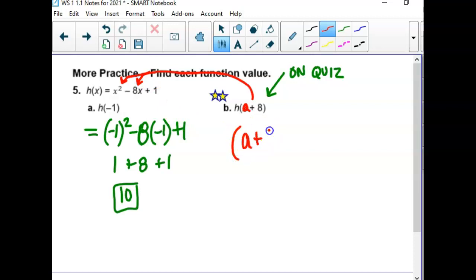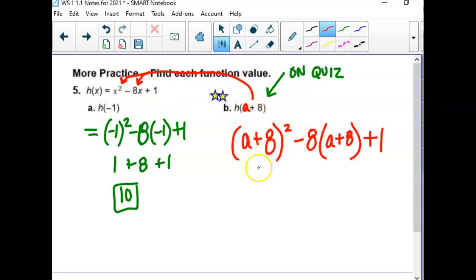So it's going to say a plus 8 squared minus 8, but instead of x, we're putting in a plus 8, plus 1. Okay, on the quiz, I use a different variable than the function used, so I just changed it to an a. You won't have to change anything, it'll be different. But you have to simplify this. You cannot make this a squared plus 64. There's no shortcut. You have to do a plus 8 times a plus 8 unless you have the pattern memorized.